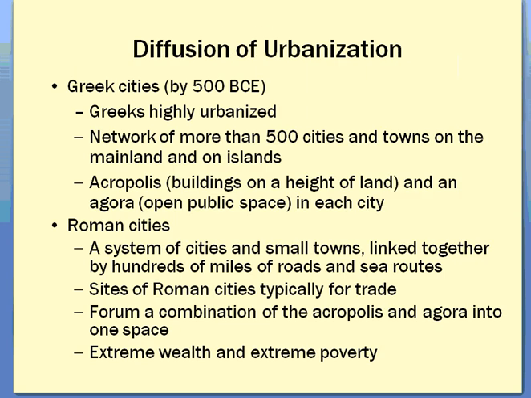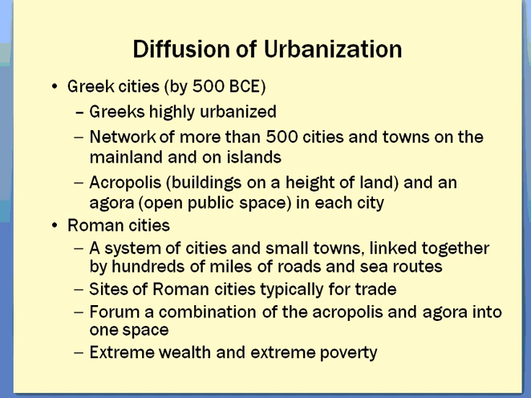Okay, diffusion of urbanization. How did other people get the idea? And you didn't think we were going to go a chapter without hearing that word diffusion, did you? So the diffusion, the spread of urbanization, started in Greek cities around 500 BCE. Remember, before Common Era, or BC, before Christ. You can use either one, but you need to know both. The Greeks were highly urbanized, a network of more than 500 cities and towns, and their acropolises: buildings on a height of land surrounded by an agora, an open public space. You can think of it as a marketplace.